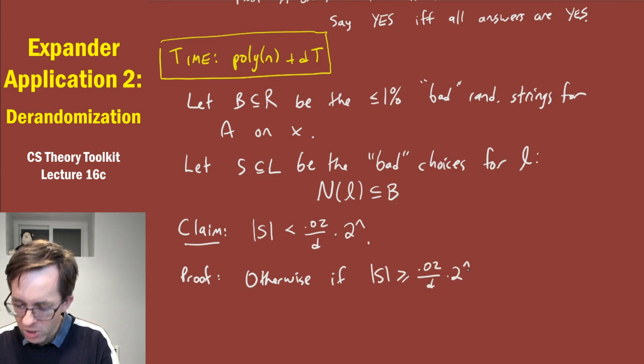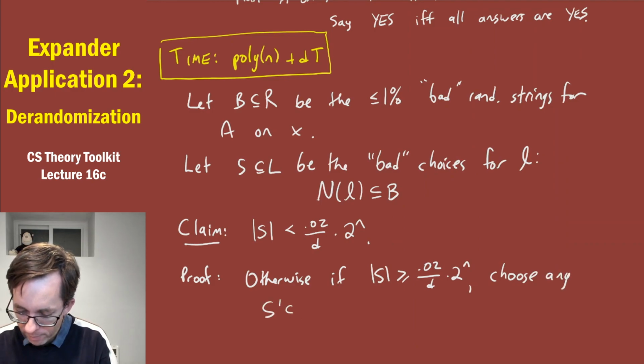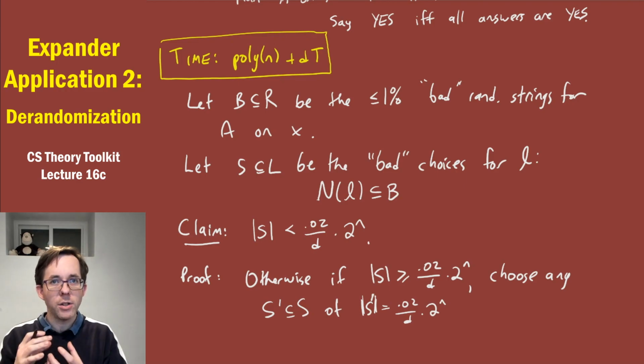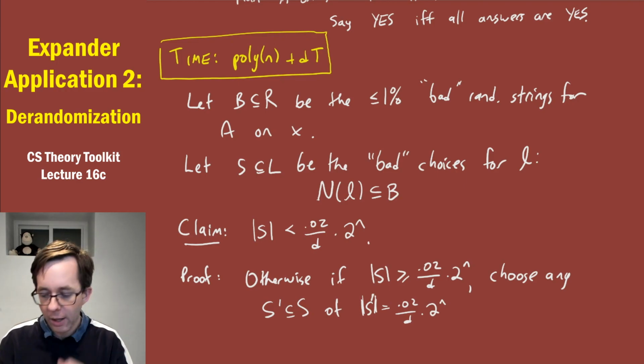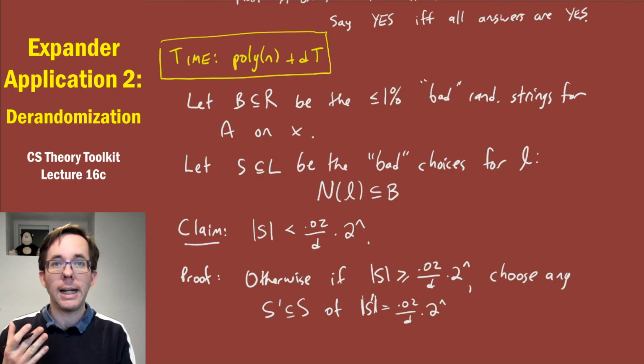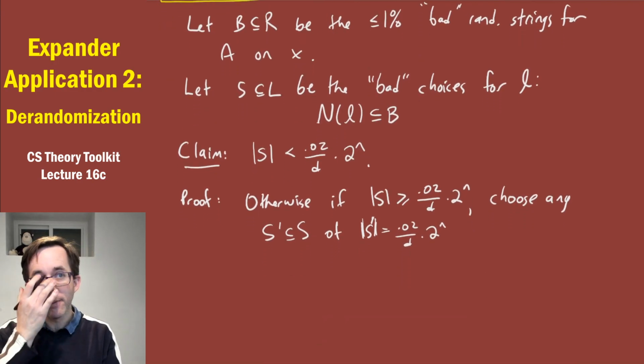well, the first thing I'll do is something kind of simple. Let me just pare it down to a set of exactly that size. Choose any subset S prime of cardinality exactly 0.02 over D times 2 to the n. Okay, maybe round that to an integer, but let's not worry about that. So just pare it down to some subset that has exactly 0.02 over D times 2 to the n strings. And now the point is, this S prime is just small enough that we're allowed to apply the expansion hypothesis to it. So this S prime is an expanding set.